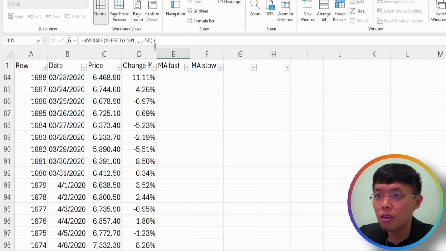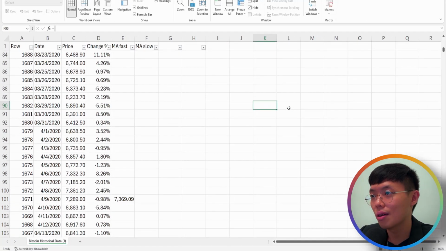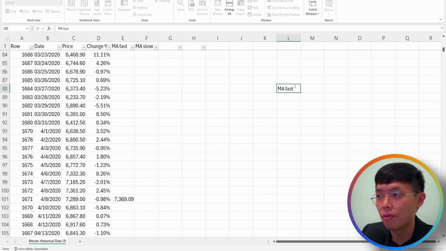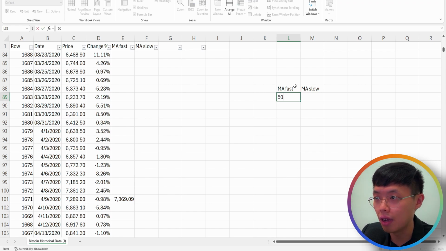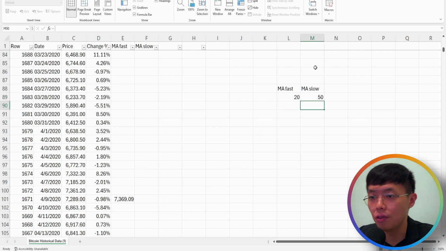So right now, instead of putting 50 here, I'm going to reference it to a cell, let's say cell L right here. I'm going to put MA fast, MA slow, right? We need 2 MA lengths. Okay, for fast, maybe I'm going to put 20. For slow, maybe I'll put 50.